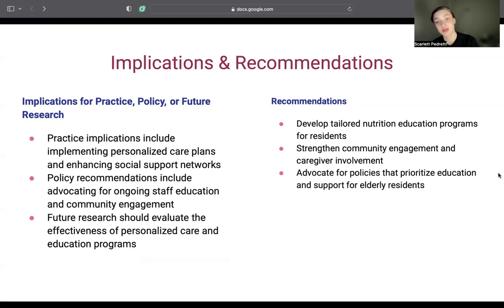And as far as recommendations go, I would recommend developing tailored nutrition education programs for each and every resident, as well as strengthening community engagement and caregiver involvement on a consistent basis. And also advocating for policies that prioritize education and support for these elderly residents.